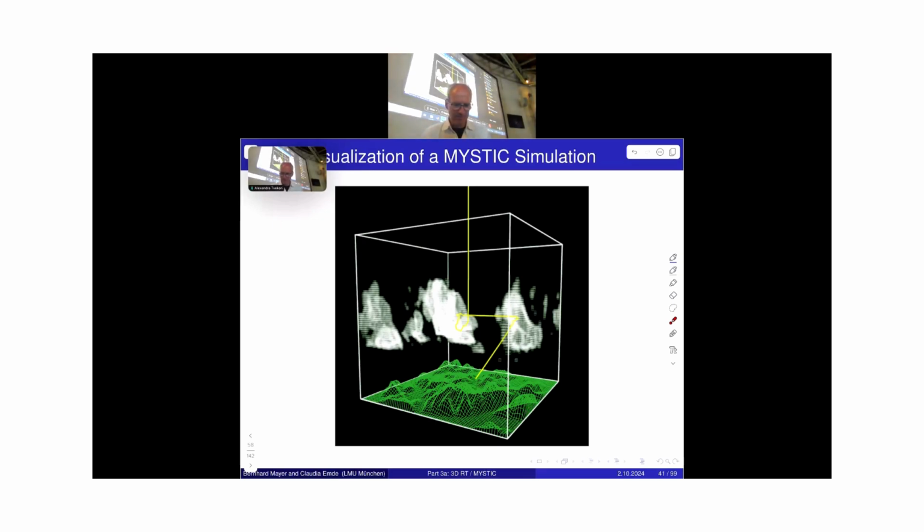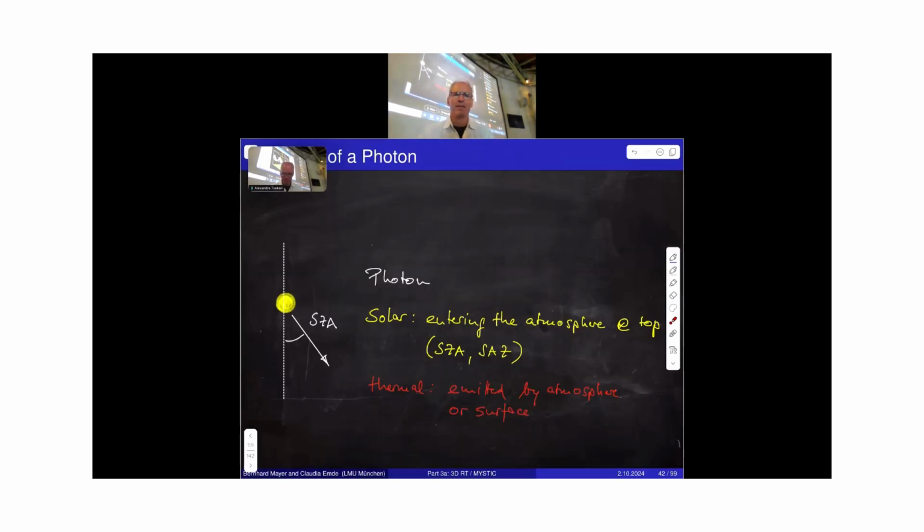So what do we do? We trace photons, and where do we start? Well, it depends on whether it's a solar calculation. When it's a solar calculation, you start somewhere at the top of atmosphere, well, the top of our domain. Not at the sun, because the first 150 million kilometers are pretty boring. It's empty space, but you start at the place where the atmosphere essentially starts, at around 100 kilometers. And if it's the sun, you enter along the solar zenith and azimuth angles.